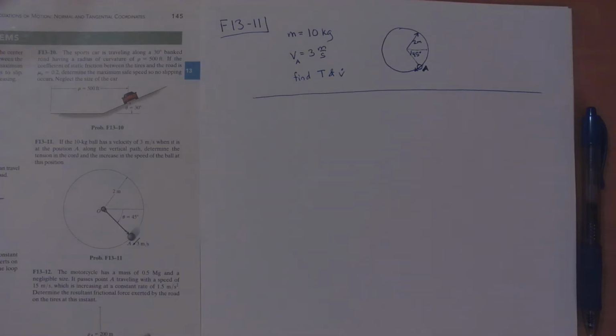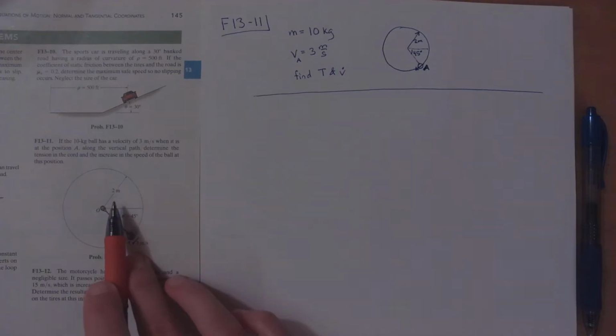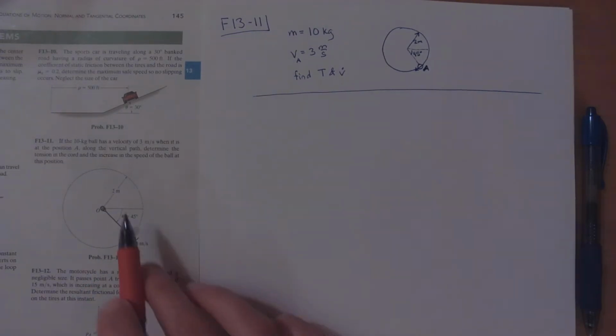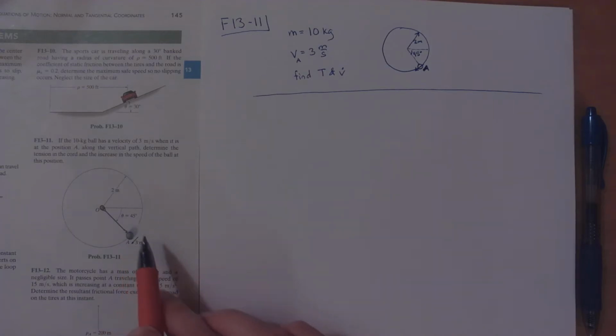This is fundamental problem 11 from chapter 13. If the 10-kilogram ball has a velocity of 3 meters per second when it is at the position A along the vertical path, determine the tension in the cord and the increase in the speed of the ball at this position. So we have the radius of curvature, which is the same as the radius of the circle, which is 2 meters. We have the angle here. We have the speed at this point.